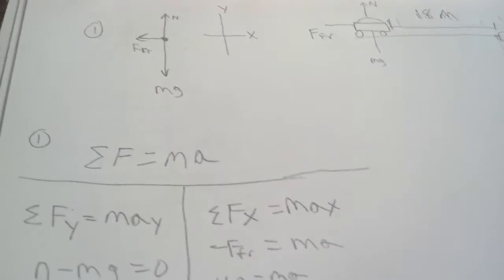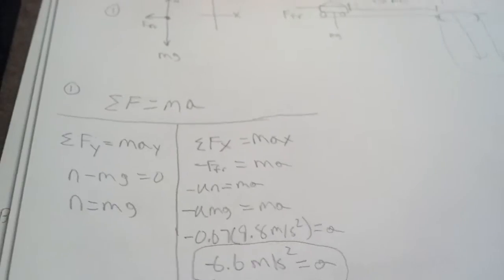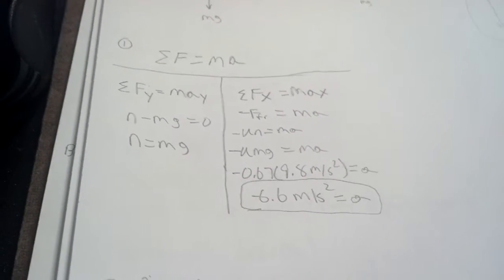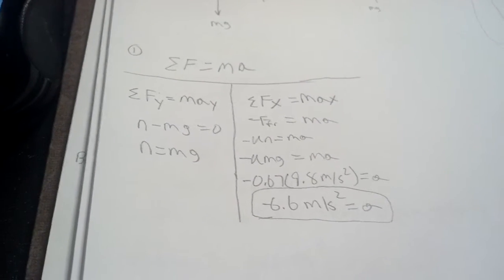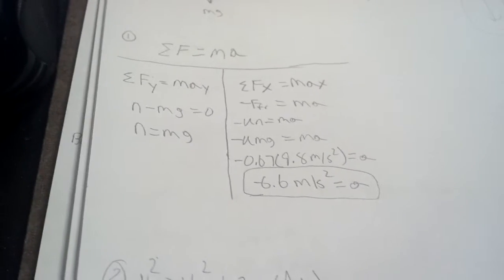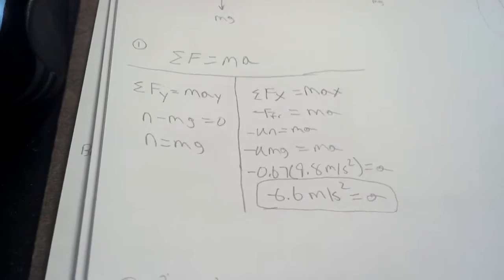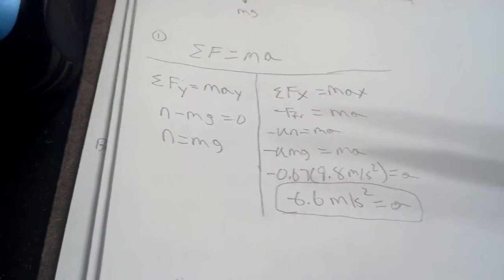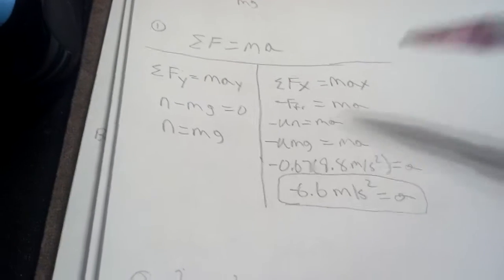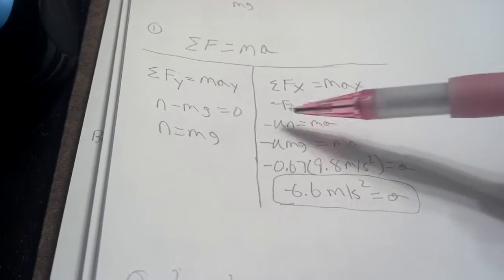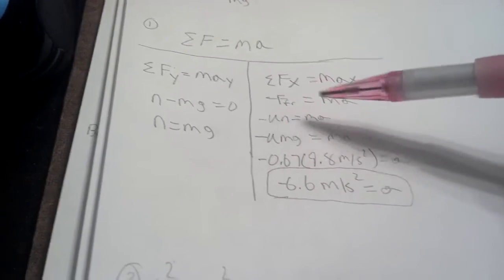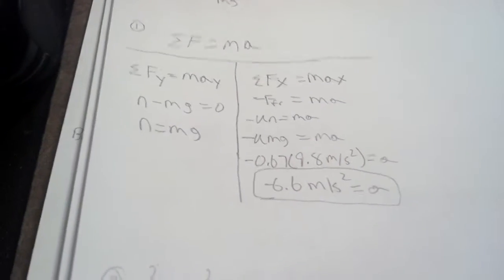Alright, so the whole idea behind Newton's second law is force equals mass times acceleration. So here we have the forces in the y direction, which is the normal force, and their mass and gravity, and which is equal to 0. So normal force equals mass times gravity. And in the x direction, we have the negative friction equals mass times acceleration, which is this term here equals mass times acceleration, same thing.